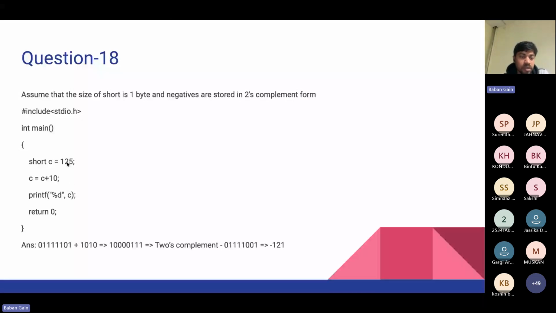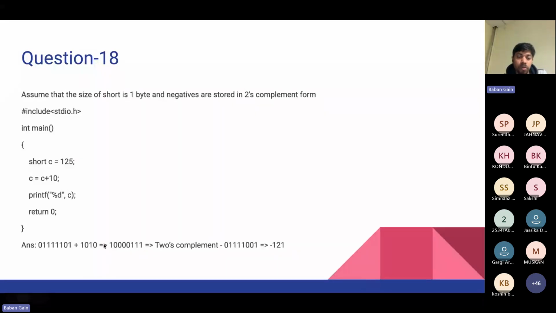125, if you convert, it is like 0 1 1 1 1 1 0 1. And 10, if you convert to binary, it is like 1010. So if you add them, it is like 135. And if you convert that to binary, it is like 1 followed by 4 zeros followed by 3 ones.